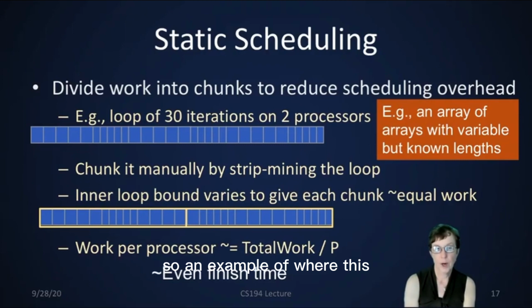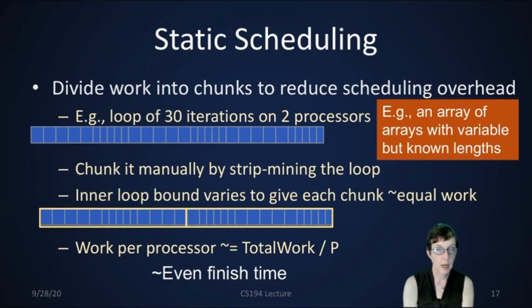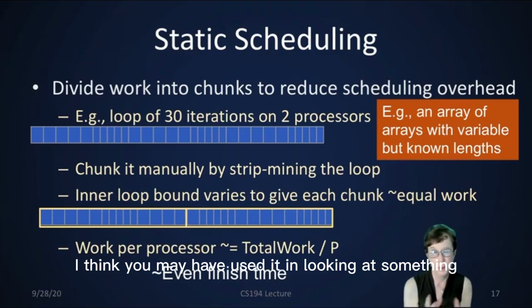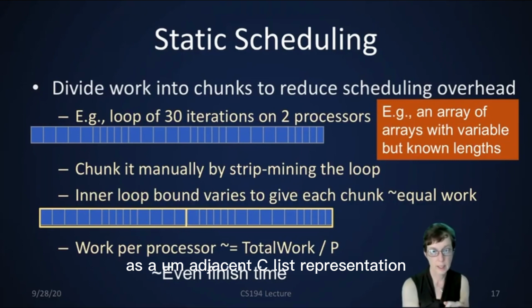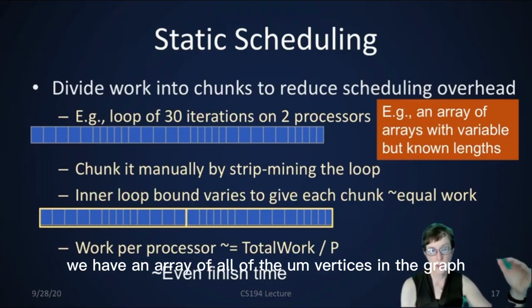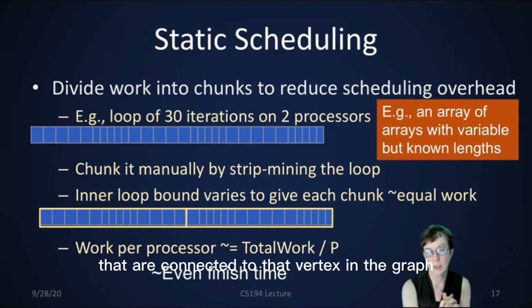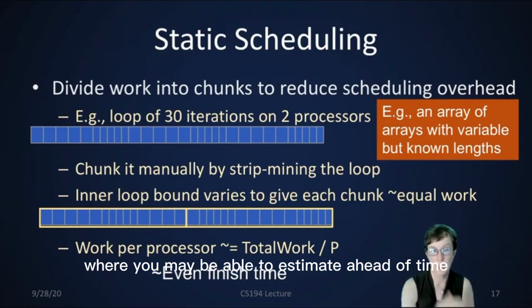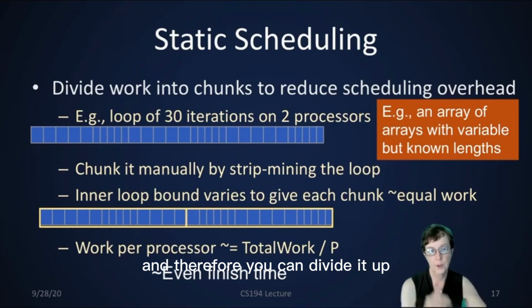So an example of where this kind of thing comes up, where you might be able to estimate the time, is if you have an array of arrays where the inner arrays have variable length. So you see this, for example, in Java. I think you may have used it in looking at how you represent a graph as an adjacency list representation, where you have an array of all of the vertices in the graph, and then an array or maybe a linked list of the edges that are connected to that vertex. So that would be something where you may be able to estimate ahead of time how many edges each one of those vertices has, and therefore you can divide it up.